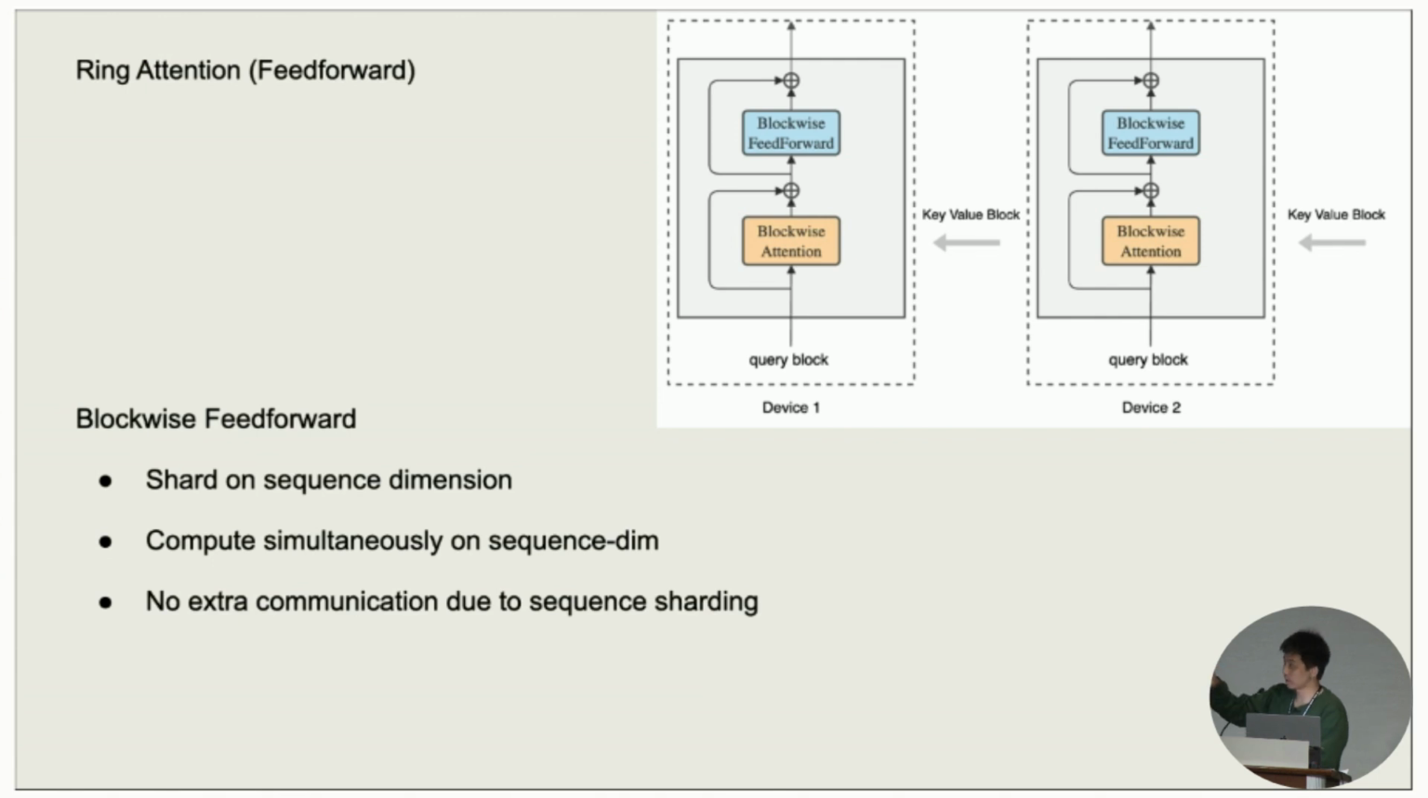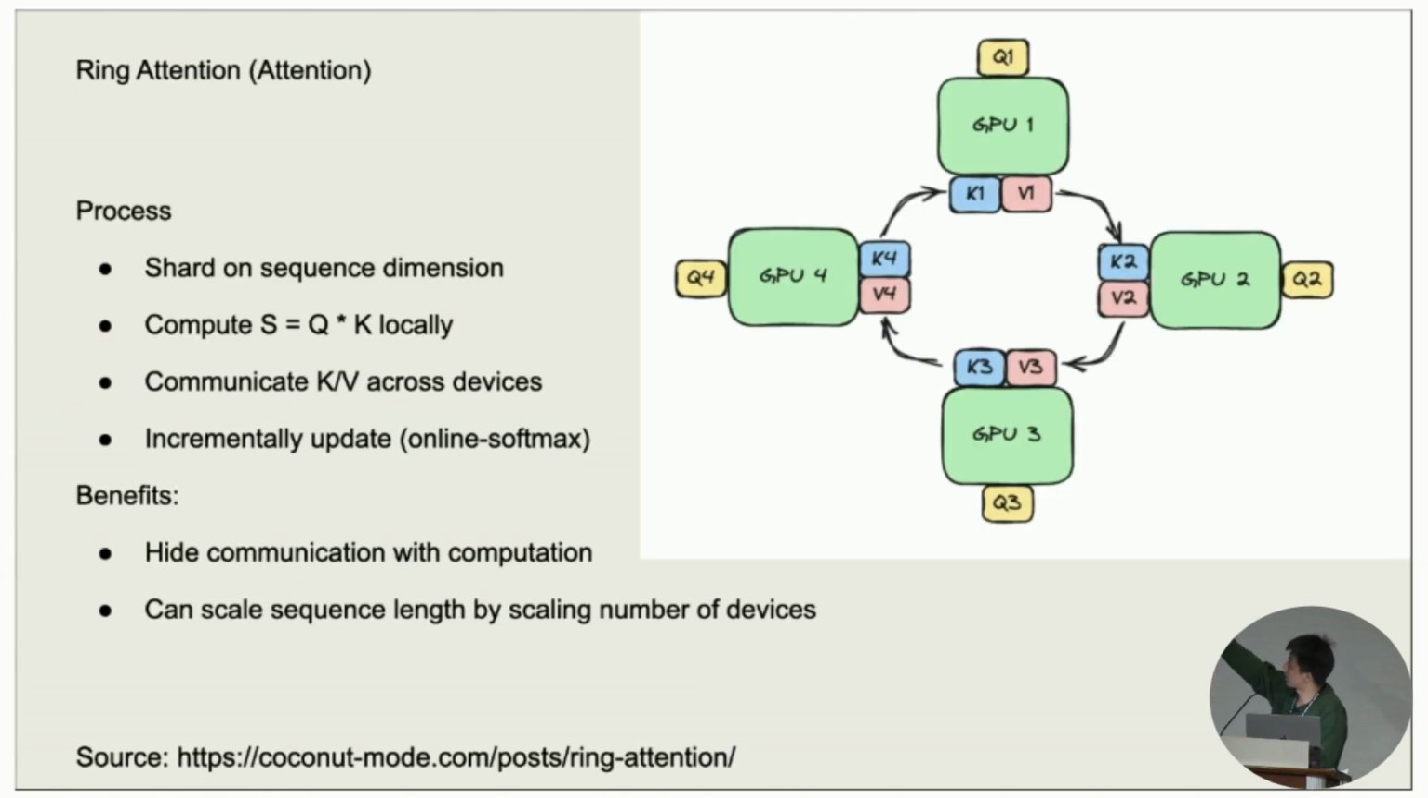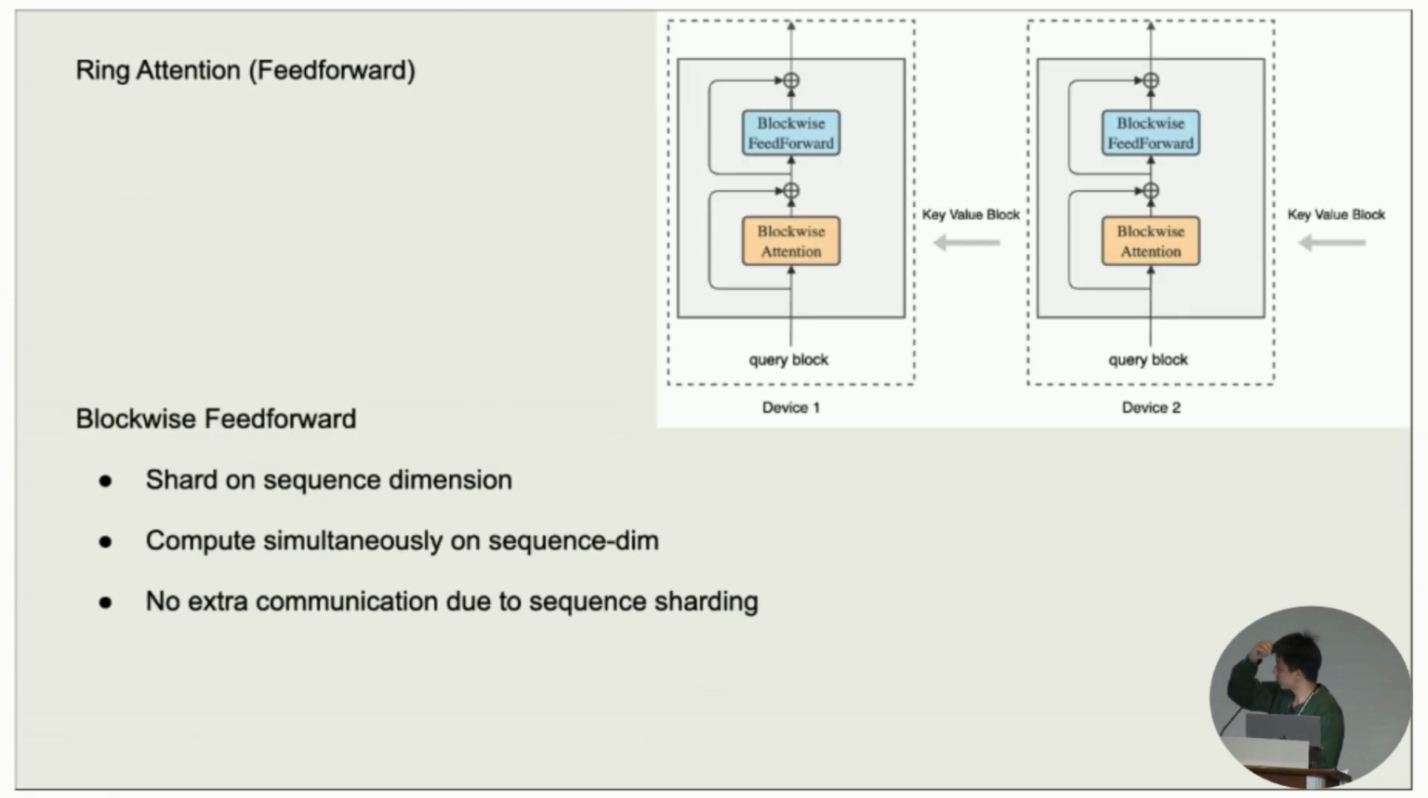And because we're sharding the input sequence based on the number of devices, when we are doing the feed-forward computation later, we can do it simultaneously within each device without any extra communication, because this feed-forward operation is independent of the sequence dimension. Which means by doing this ring attention, theoretically, we don't incur any communication overhead, which is very efficient.